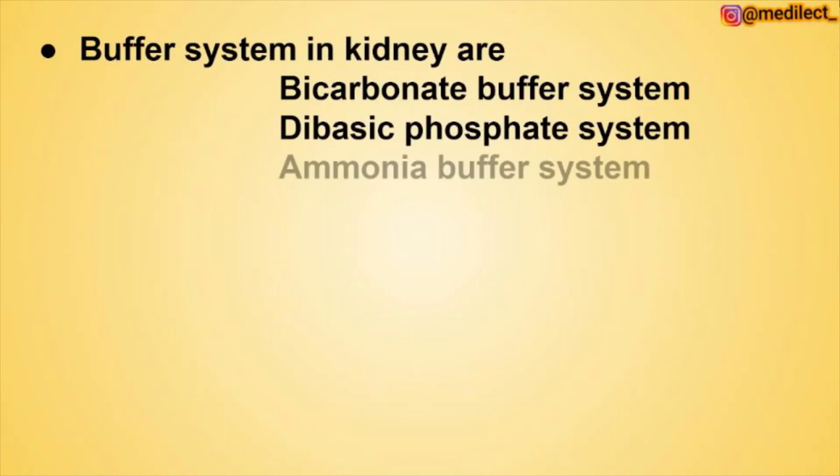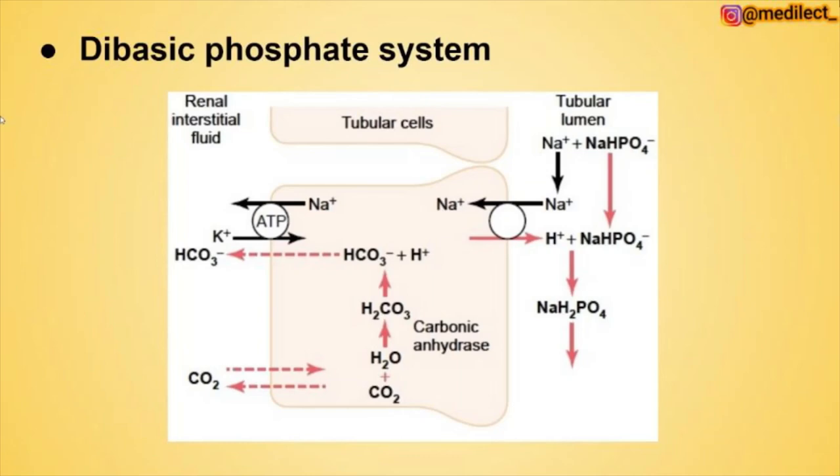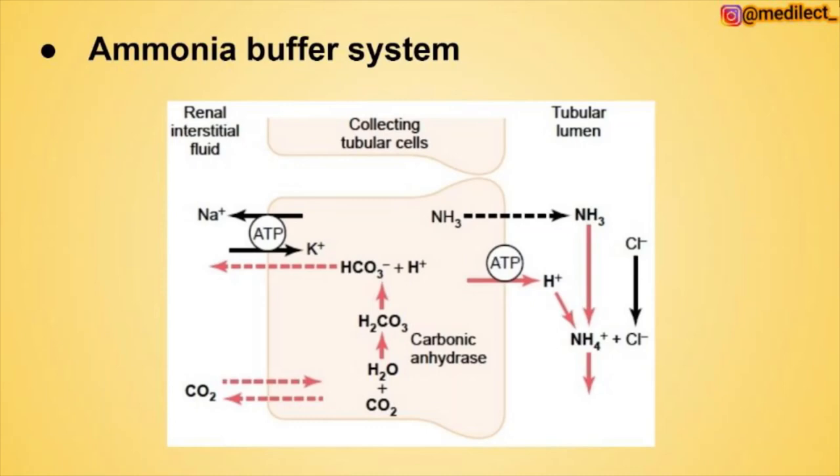So this is the bicarbonate buffering system. Now next is the dibasic phosphate system, or we can say phosphate buffering system. Here in the tubular lumen, Na2HPO4 breaks down into Na plus and NaHPO4 minus. This sodium is reabsorbed while in exchange the hydrogen ions combine with the NaHPO4 minus and form NaH2PO4, which is excreted. Now next is the ammonia buffer system. Here the ammonia is secreted into the tubular lumen, which combines with the H plus ion and forms the ammonium.